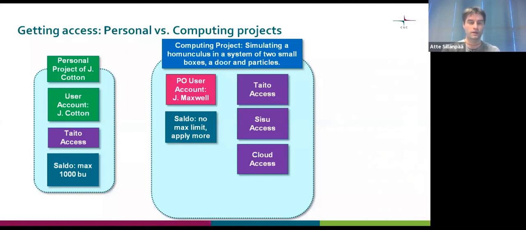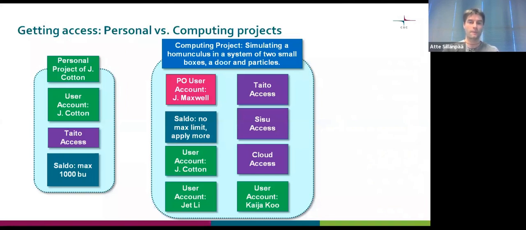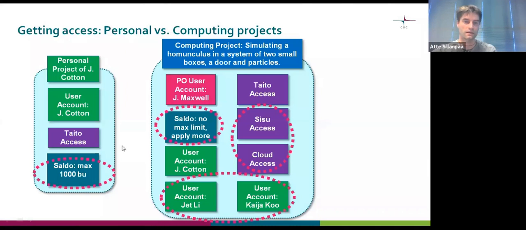In this computing project, you can get access also to other services than just Taito, for example, Sisu and Cloud. And now these are properties of the project. And then the project owner will invite you and your co-workers to become a member of this project. So these would be the principal differences from the personal project. Once you run out of this saldo, you cannot apply for more, and then you can't run any batch jobs at this point.